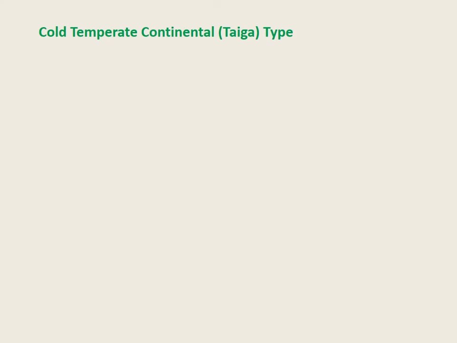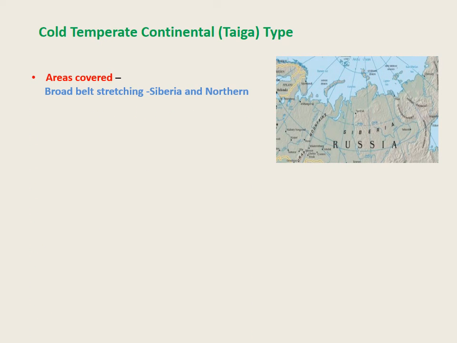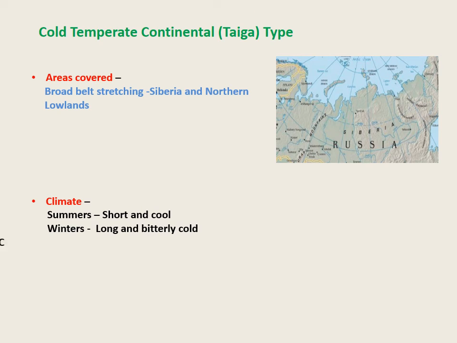The next type is the cold temperate continental taiga type. Areas covered. This climate is found in a broad belt stretching across Siberia and northern lowlands. It lies north of the steppes and south of the tundra region. Climate. The summers are short and cool and the winters are long and bitterly cold. Temperatures in winter can fall as low as minus 30 degrees Celsius.